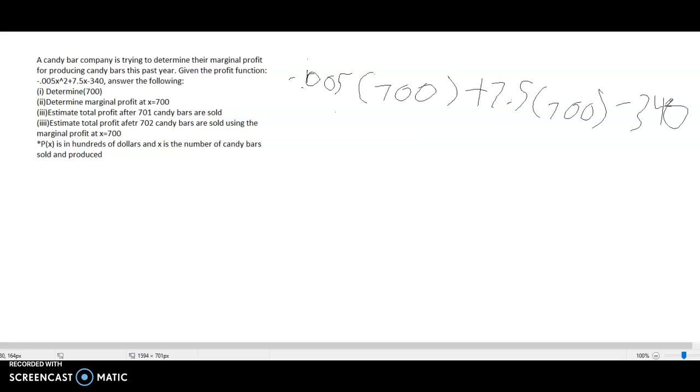I already did the math. After doing this, you would get 2,460, but do remember, as the side note says, it's in hundreds of dollars. So you have to multiply it by 100, giving you 246,000. That's the profit after 700 candy bars are produced and sold.